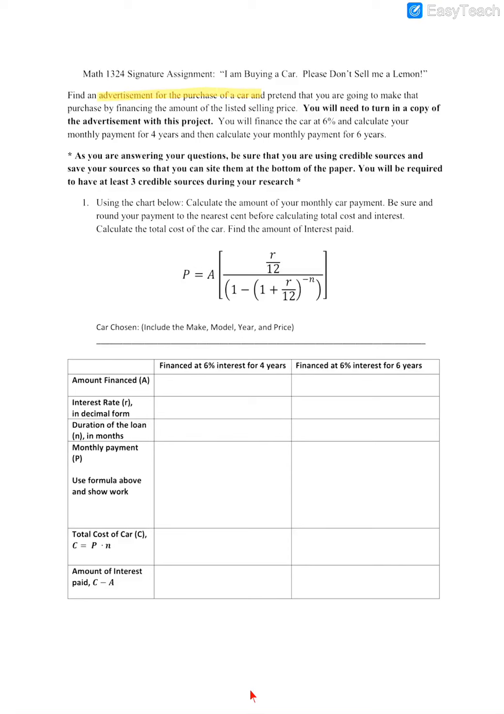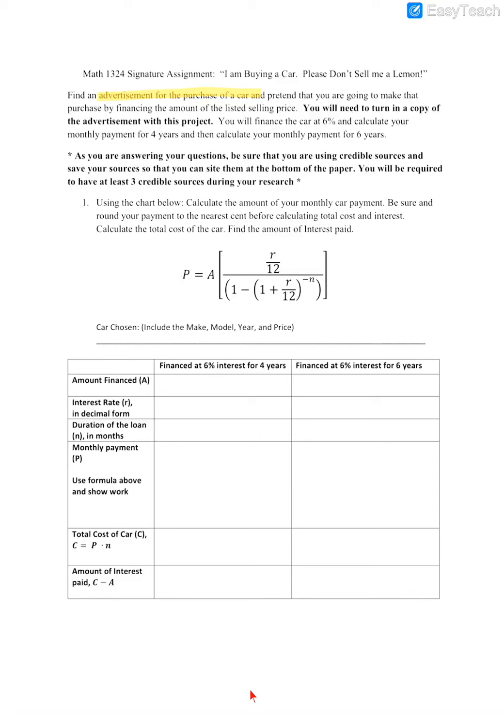Now, we're just pretending, so you don't have to actually buy a car, and you can simply do it online if you want. Just do a Google search for whatever type of car, and you're going to pretend like you're going to purchase it. We don't care about the financial terms in terms of interest rate, but we just need a price of a car that you would like to buy.